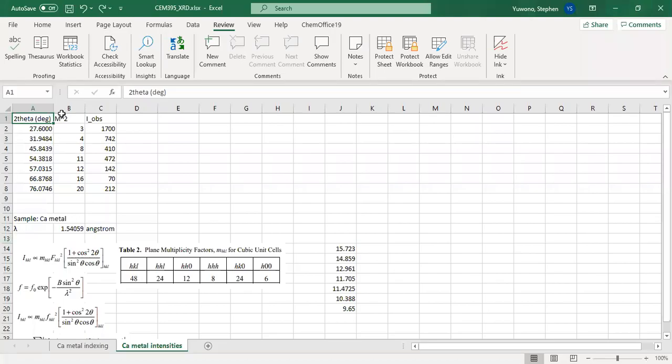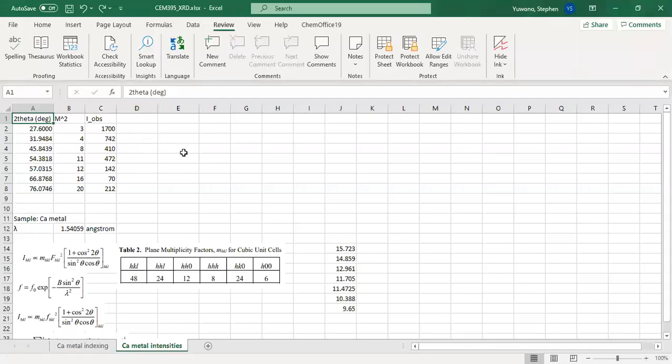All right, welcome to Chem 395, Experiment 4, X-ray diffraction and fluorescence. In this video, we will learn how to calculate the theoretical intensities for X-ray diffractogram peaks. I will be using the data from our previous exercise where we indexed the calcium metal, and we've obtained all the information that we need about the structure.